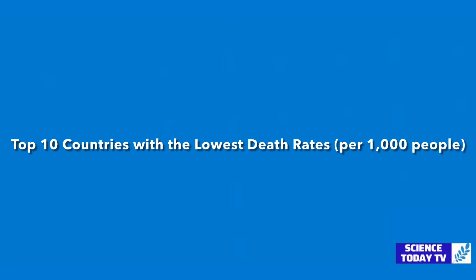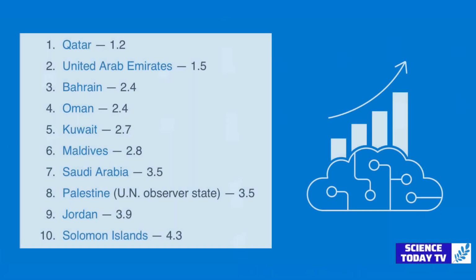Top 10 countries with the lowest death rates per 1,000 people. Number 10, Solomon Islands, 4.3. Number 9, Jordan, 3.9. Number 8, Palestine, 3.5. Number 7, Saudi Arabia, 3.5. Number 6, Maldives, 2.8. Number 5, Kuwait, 2.7. Number 4, Oman, 2.4. Number 3, Bahrain, 2.4. Number 2, United Arab Emirates, 1.5. And number 1, Qatar, 1.2.